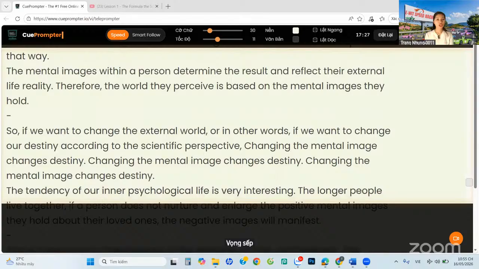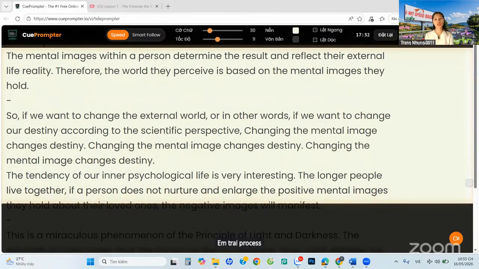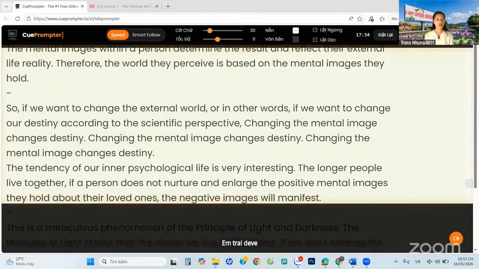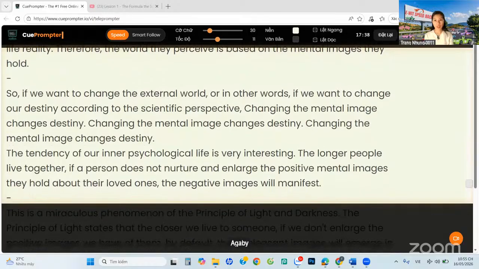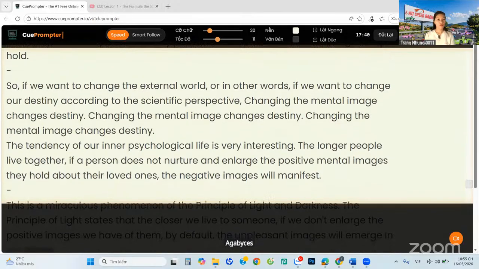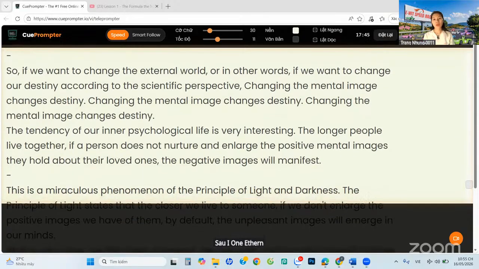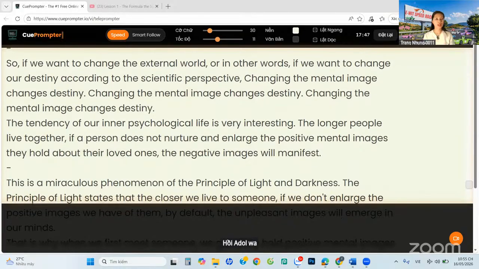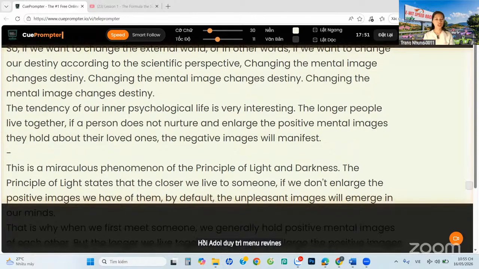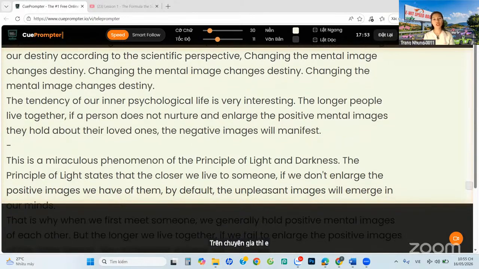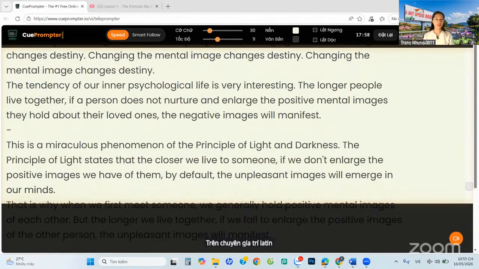Perceived in that way. So mental images within a person determine the results in the external life reality. Therefore, people perceive based on the mental images they have. So, if we want to change the external world, or in other words, if we want to change our destiny, according to the scientific perspective, changing the mental images changes destiny.